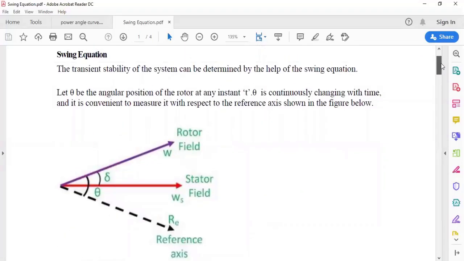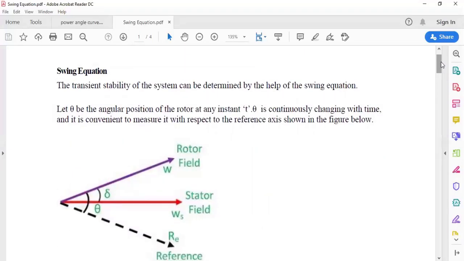Come to this point, the derivation of swing equation. So let's take theta to be the angular position of the rotor field from the reference axis, and this is the stator magnetic field which is rotating at a speed of omega s, and this is the rotor magnetic field, rotating at omega speed. Now from this, if I want to write the equation for theta, what will be theta? Theta will be delta plus this angle.